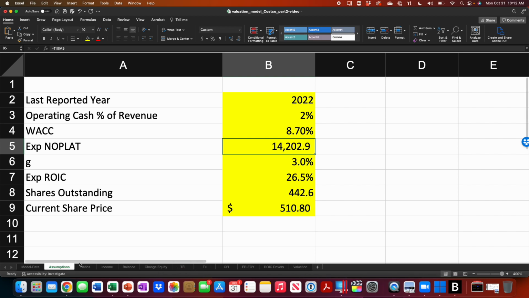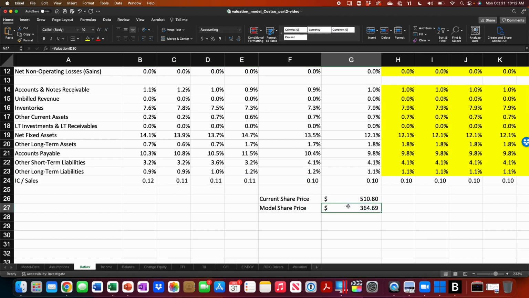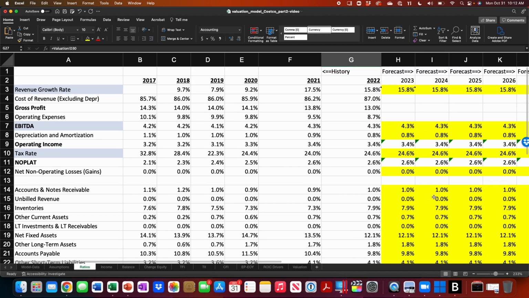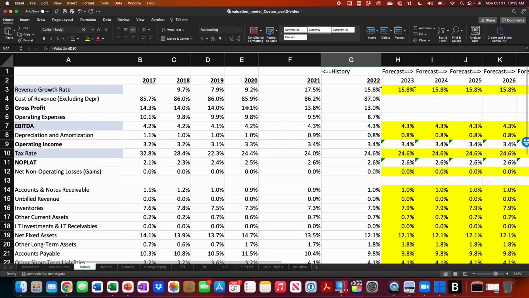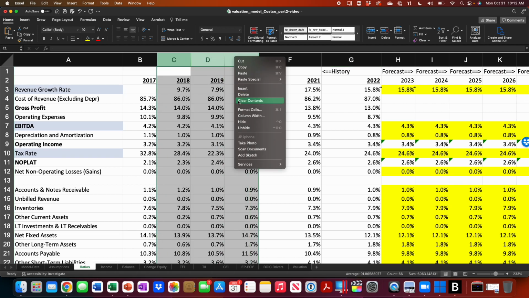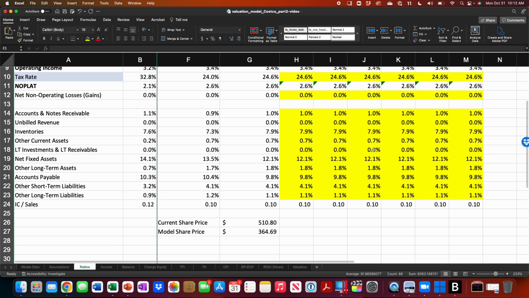Notice when I go back to my ratios, share price went down. Now we've got a bigger gap that we got to close in our as-is valuation. Okay? All right, so in order to make things a little bit easier, so you can see what I'm doing on the right, I'm going to hide, I don't suggest you do this, but I'm going to hide these 3 columns, not delete, hide, just so that you can see more of what's going on over on the right.